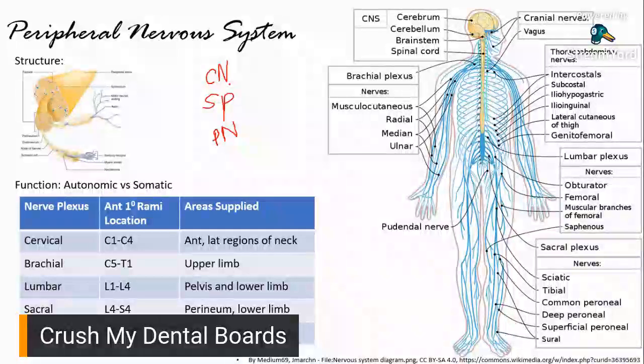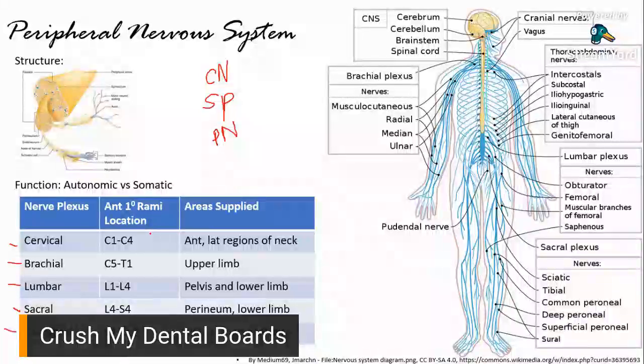So, in the peripheral nervous system, we have different types of nerve plexuses. We have, again, according to location, based on the areas we discussed. So, you have cervical, brachial, lumbar, sacral, and coccygeal. Those are the different nerve plexuses.